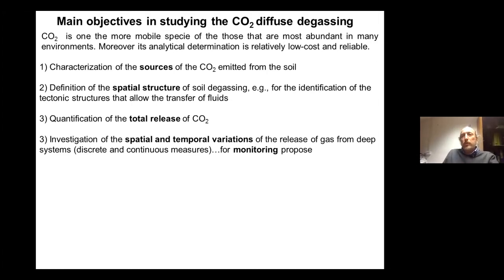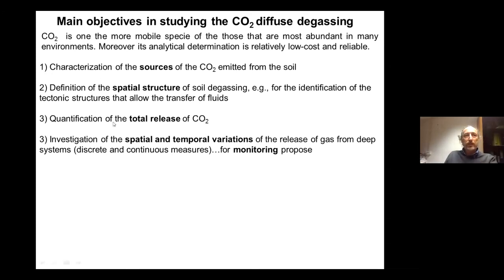You can have your own objective, but generally what we want to do is to characterize the source of the gas, to define the structures of soil degassing that, for example, allow to define the tectonic structure that control the release of the gas at the surface. So we can use the maps of diffuse degassing to trace, for example, the faults, or to identify the top of this gas accumulation zone.